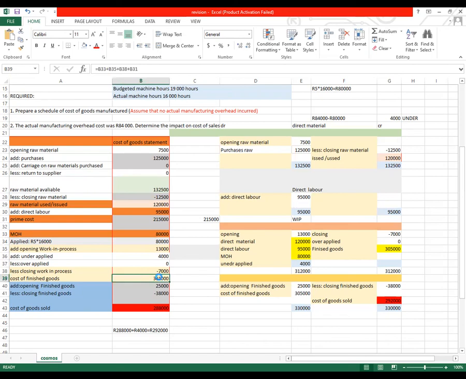Let's assume we don't have the cost of goods sold. How do we calculate the cost of goods sold, guys? Since we have the cost of finished goods transferred into finished goods, the formula to calculate this is what, guys? I think the formula is here.